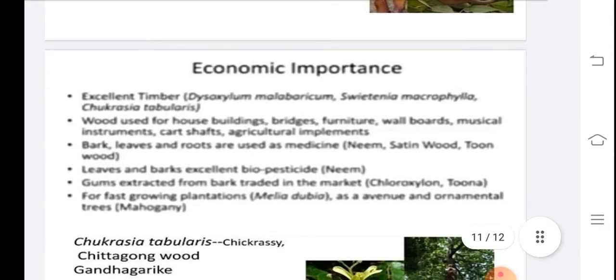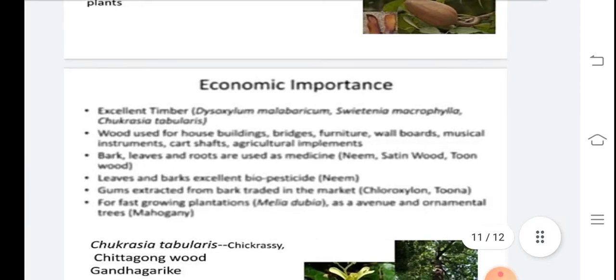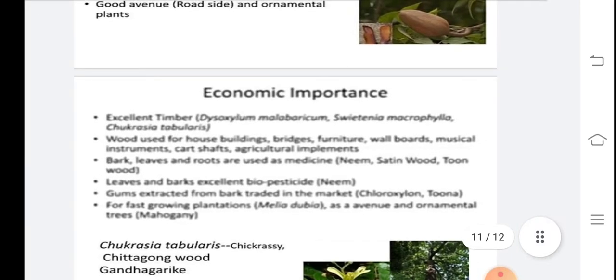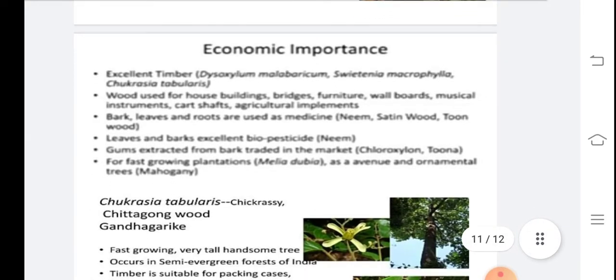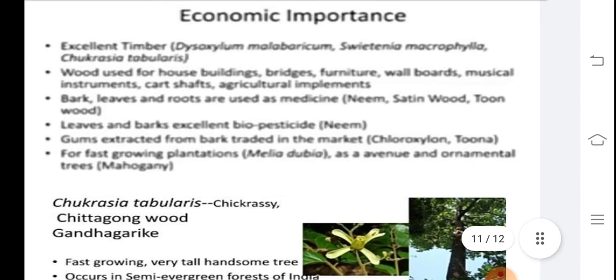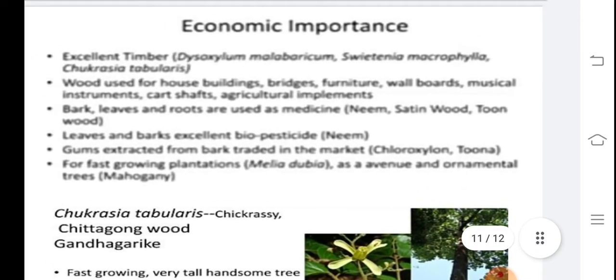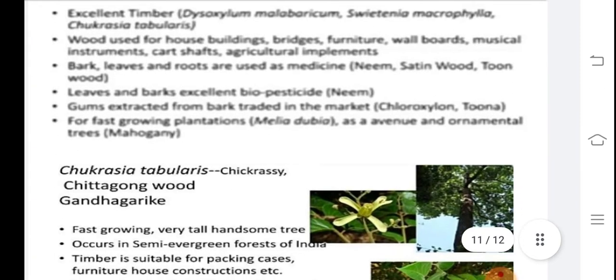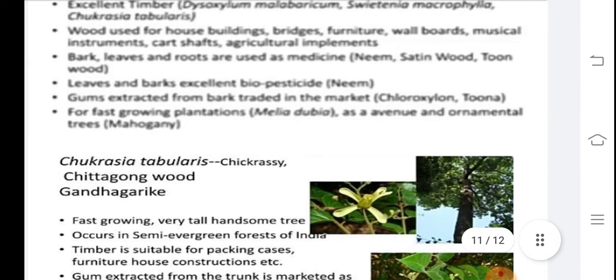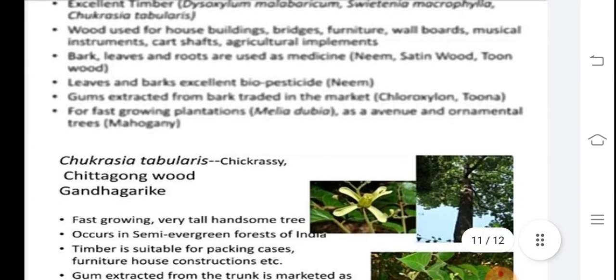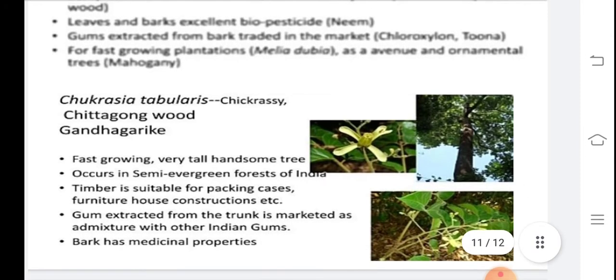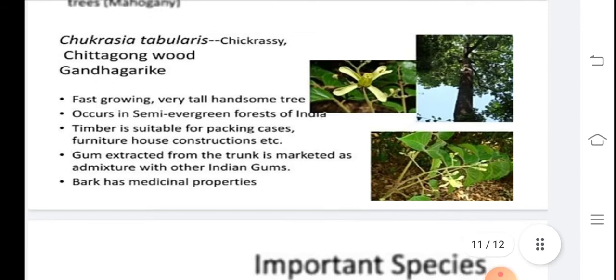And economically important, so Dysoxylum malabaricum and Swietenia are excellent for timber. The wood is commonly used for buildings, bridges, furniture. And neem is a good, excellent biopesticide. I think we know the Dashapatri. In Dashapatri, neem is the main part.